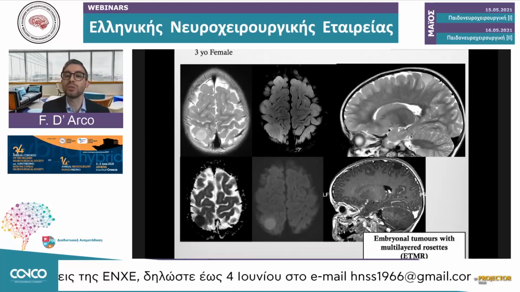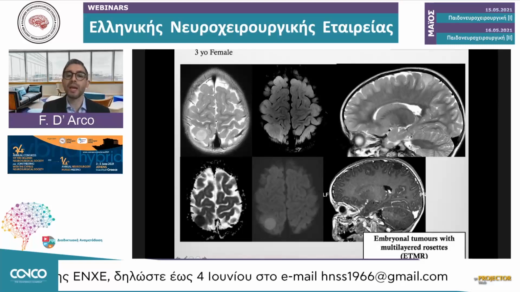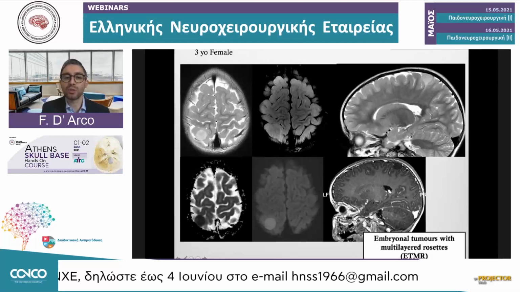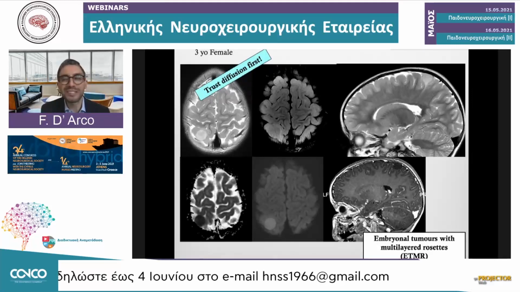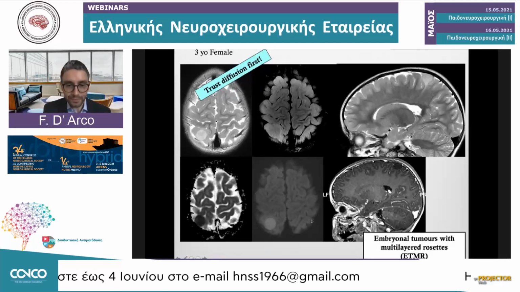You cannot wait on this, even though the child didn't have seizures. You need to go there, operate, plan chemotherapy, aggressive management. So my pearl is: trust diffusion first. No matter what, it's very rare to have a pilocytic or a ganglioglioma that restricts.